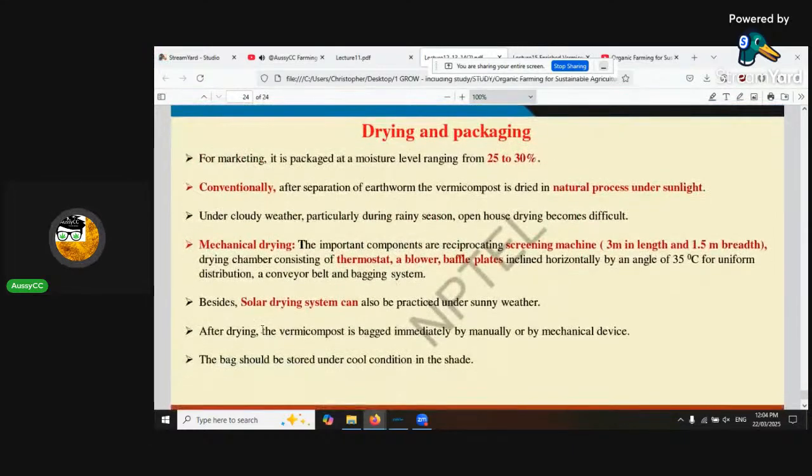That's the end of that week. After drying, the vermicompost is bagged immediately, manually or mechanically, and the bags should be stored under cool conditions in the shade.